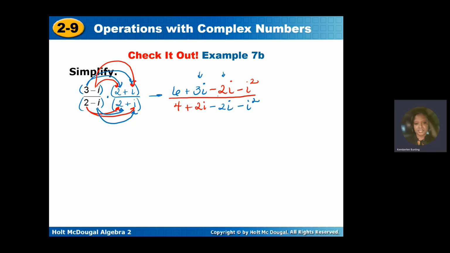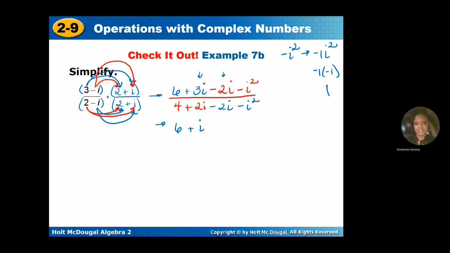So 3I minus 2I is just going to be 1I, or just I, right? So I'm going to rewrite it as 6 plus I, all right? Now you see this negative I squared? Let me go up here for a little sidebar. Remember, that's the same thing as saying negative 1I squared, right? And remember, the I squared changes the sign of its coefficient. So if I have negative 1I squared, when I replace the I squared with the negative 1, it's going to become positive 1, right? Okay.